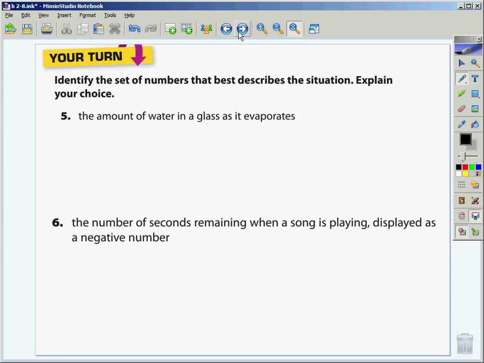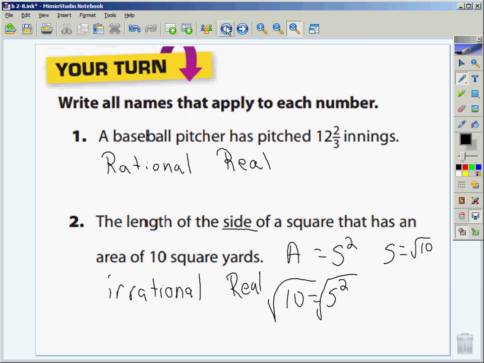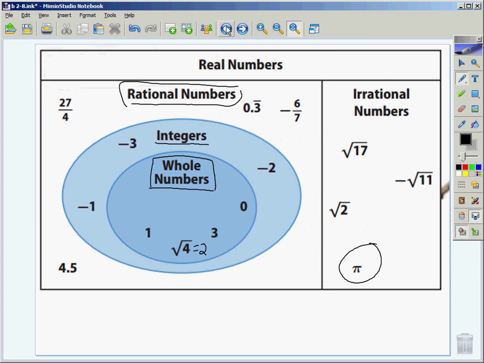This one says identify the set that best describes. So when you're looking at a Venn diagram, the best description would be the innermost group that you could put it in. They could all be described as what? Real. But would that be the best description of one? No. One could be described as rational, but would that be the best description? One is an integer, but would that be the best description? One is whole. You want to go to the innermost group that it fits in to give the best possible description of the number.